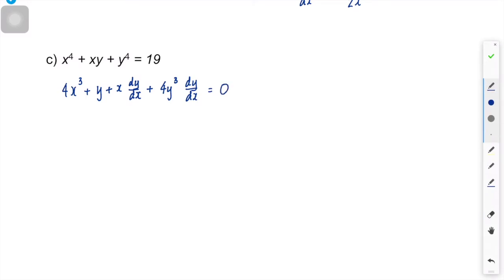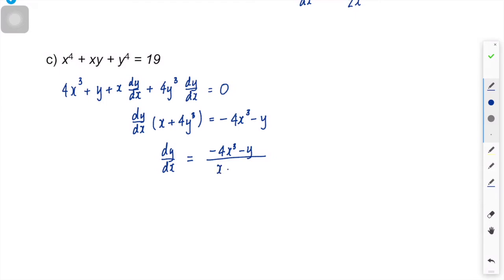Okay. I'm going to group the terms with dy by dx, x plus 4y cubed, and move the other terms to the right side and get dy by dx is equal to negative 4x cubed minus y over x plus 4y cubed. Just like that.